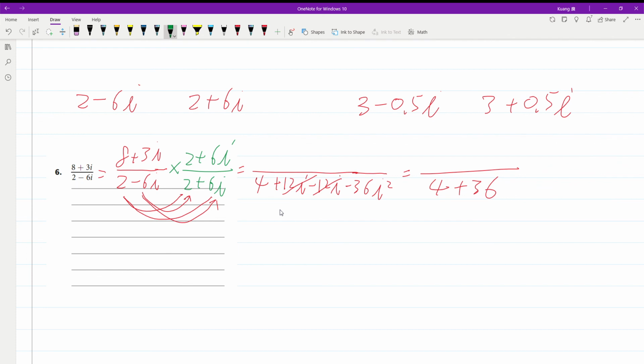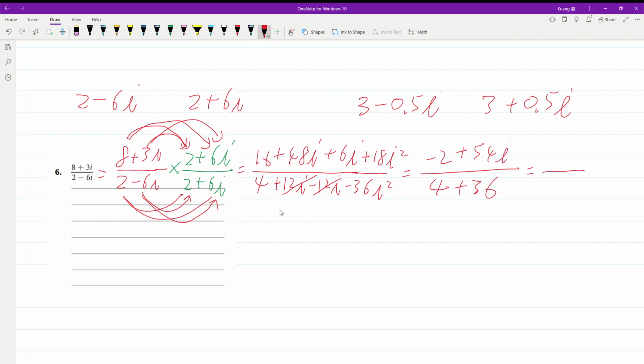Okay, for the numerator, 8 times 2 is 16. 8 times 6i is 48i. 3i times 2 is 6i. And 3i times 6i is plus 18i squared, which becomes minus 18. So 16 minus 18 becomes negative 2, and then plus 54i. So it's negative 2 plus 54i over 40, which simplifies to negative 1 plus 27i over 20.